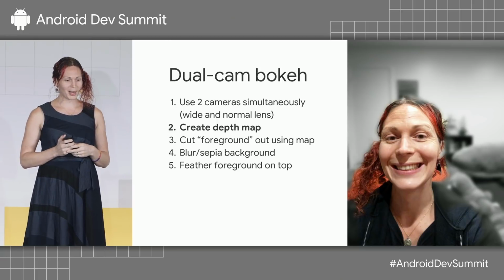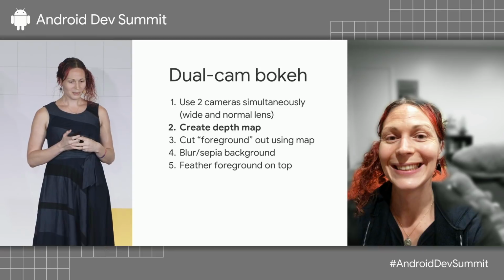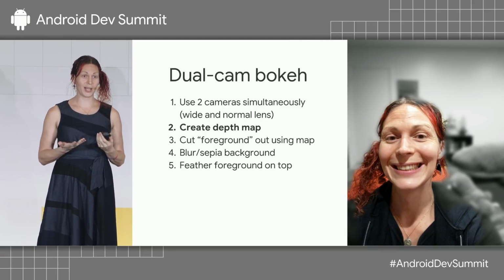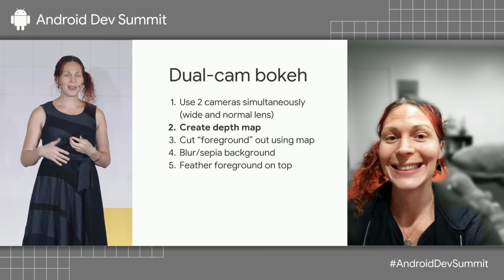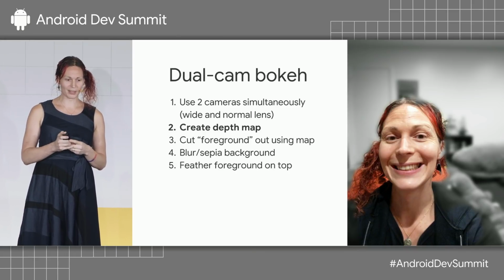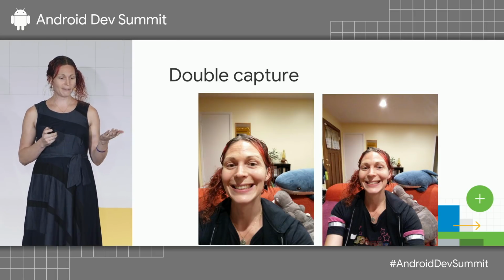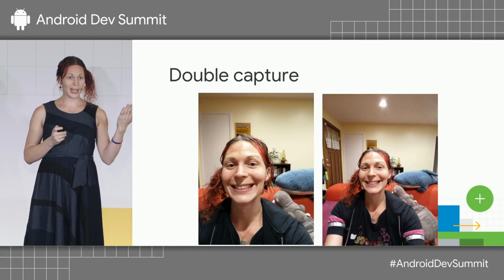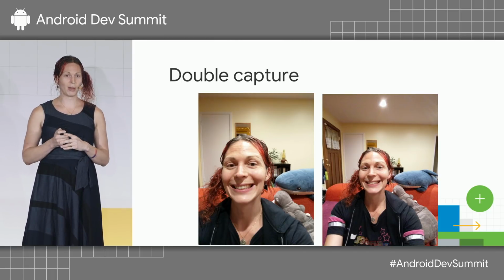Now, the moment you've all been waiting for, let's talk about dual cam bokeh with the depth map. We're going to use 2 cameras simultaneously, and we're going to create a depth map, which is the hard part, which I highlighted in bold. But then we go ahead and use the same mechanism we already talked about. Okie dokie, how does this work? First of all, the double capture. So this on the left, this is me hanging out with my pets at home. The left is the normal camera in the Pixel 3 front cameras, and the right is the wide-angle shot.